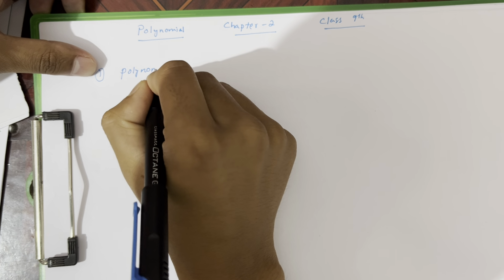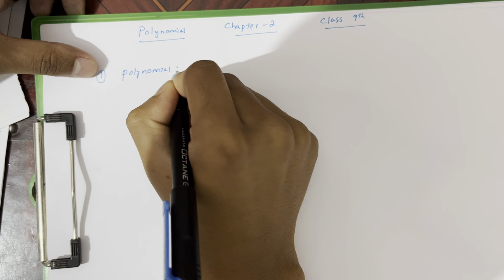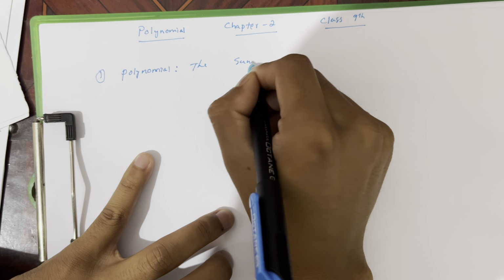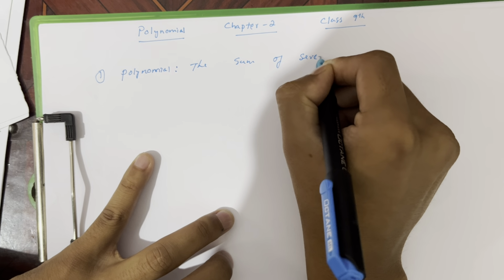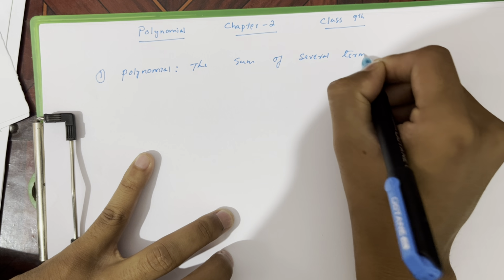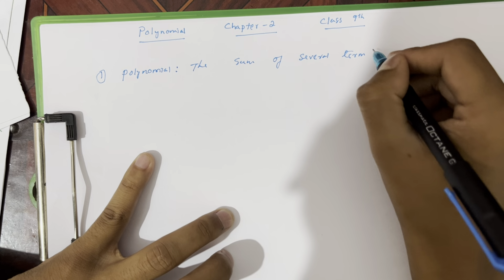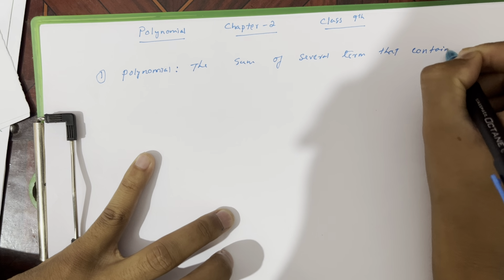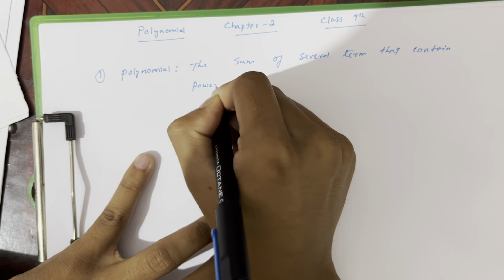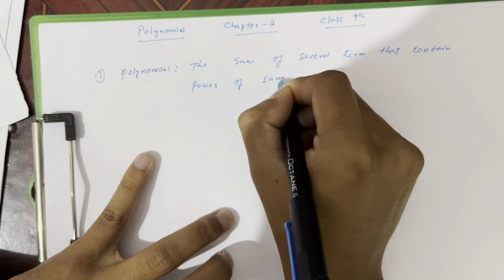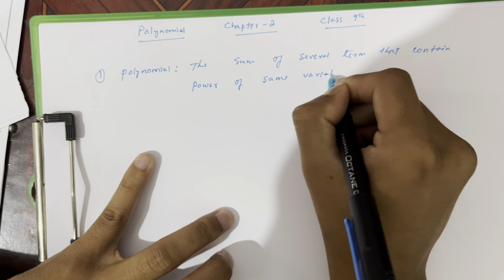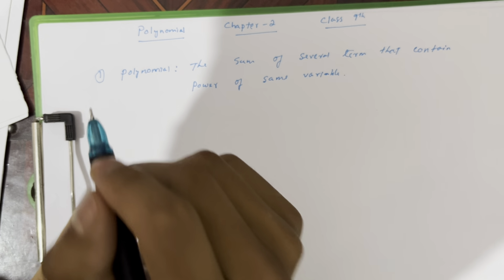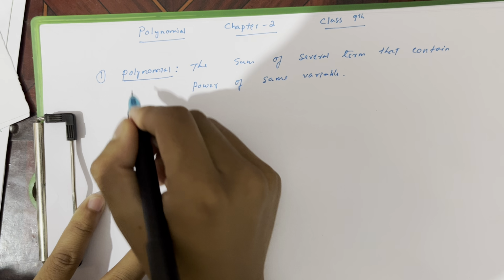Polynomial. Okay, so the definition is: the sum of several terms that contain powers of the same variable. Okay, so this is the definition. Then let me explain you a little bit what is the meaning of polynomial.